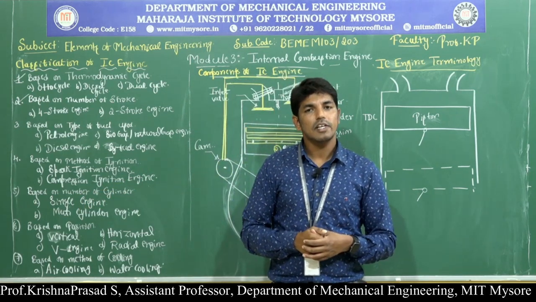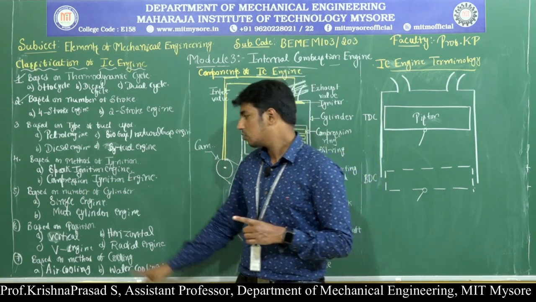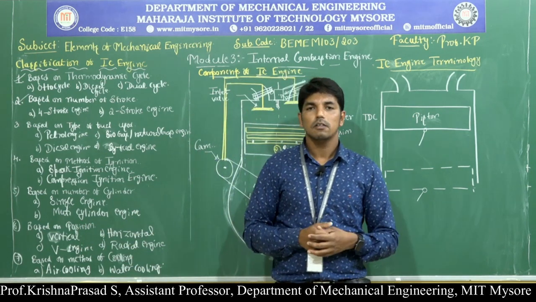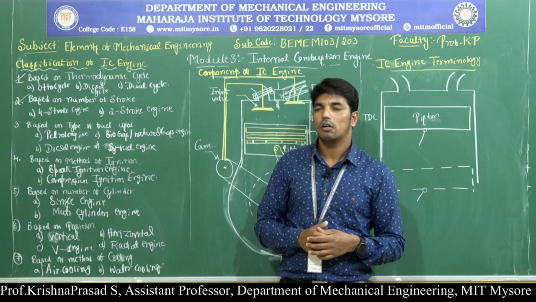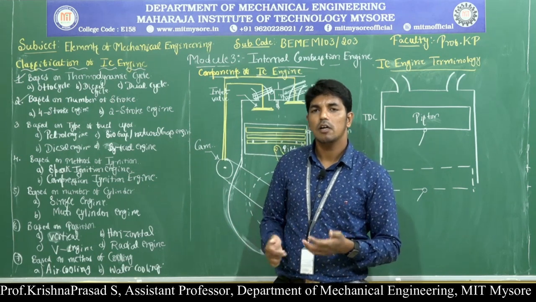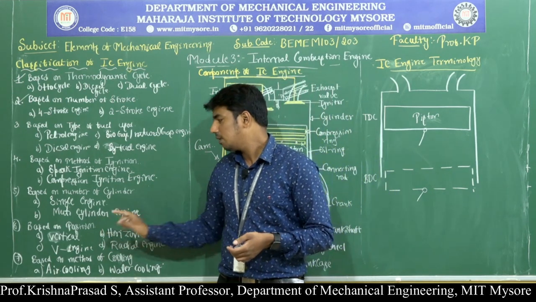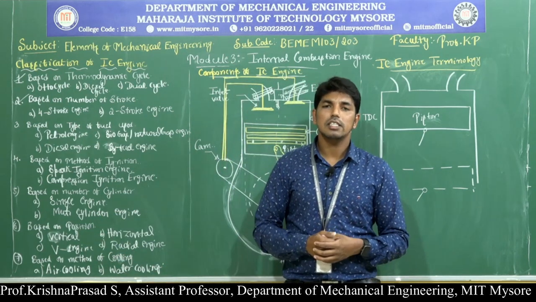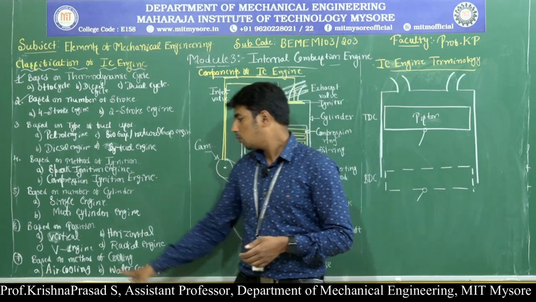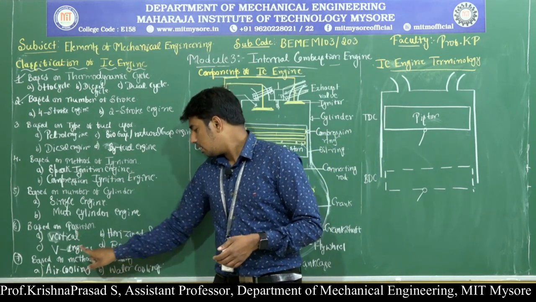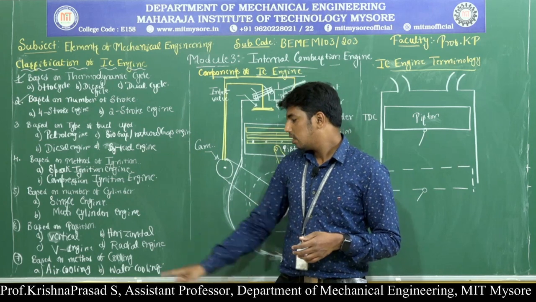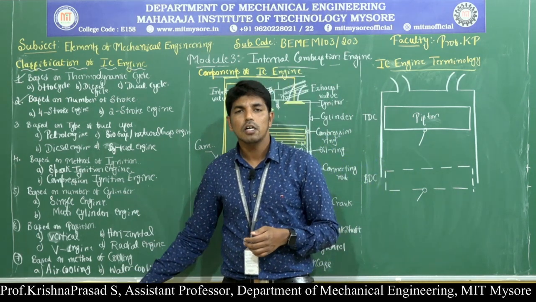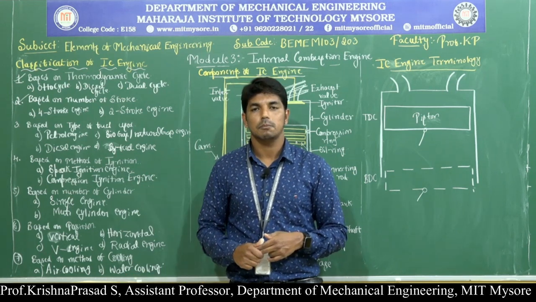Next one, based on the number of cylinders. Normally 2-wheeler vehicles contain 1 single cylinder, then it is called single cylinder engine. Then 4-wheelers contain more than 1, like 4-cylinder or 6-cylinder, then it is called multi-cylinder engine. Next, based on the position, engine cylinders can be placed in 4 different positions like vertical, horizontal, V as well as in the radial form. Next, last one is based on the method of cooling. There are 2 types, the one is called air cooling, other one is called water cooling system.